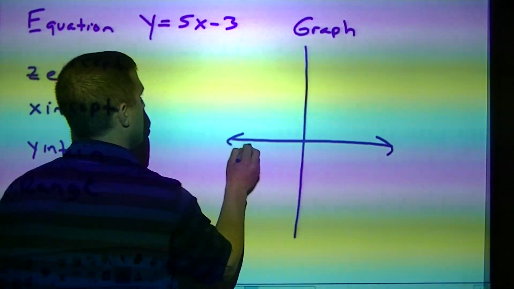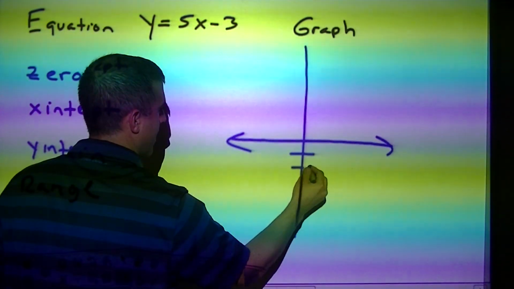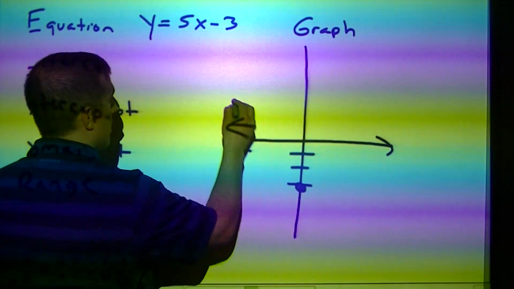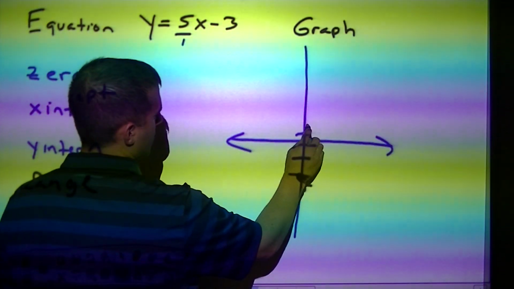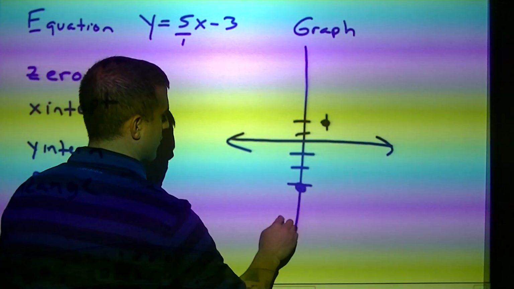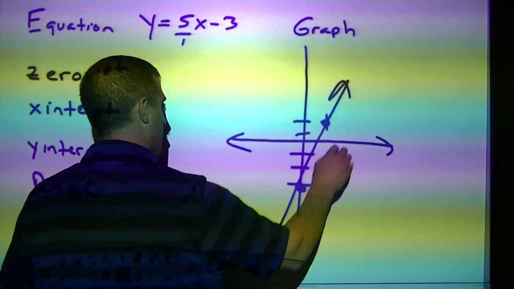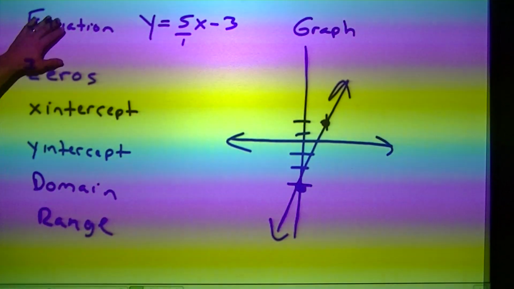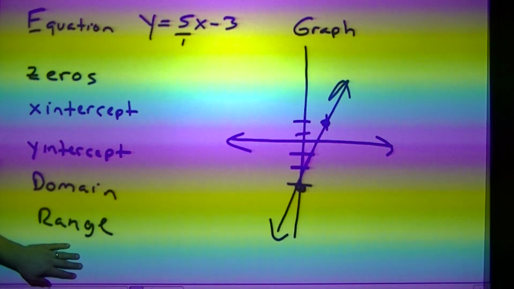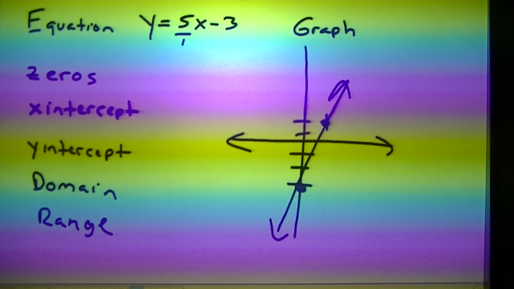Then I'm going to start at -3 on the y-axis. And because it's positive 5 slope, I'm going up 1, 2, 3, 4, and 5, always to the right one. Here's my line. Before we get into this terminology, I want to talk about what this terminology means. I'm going to go to a separate page.